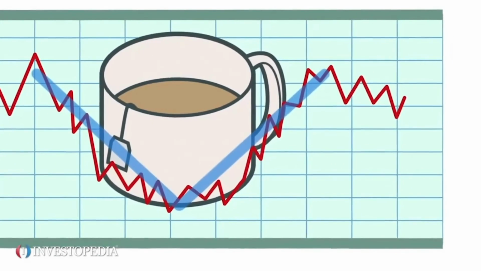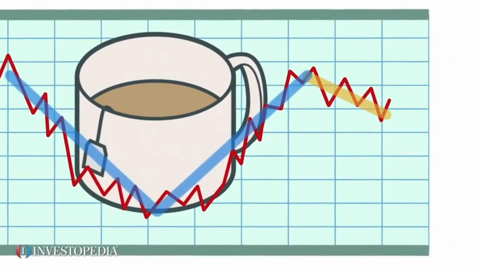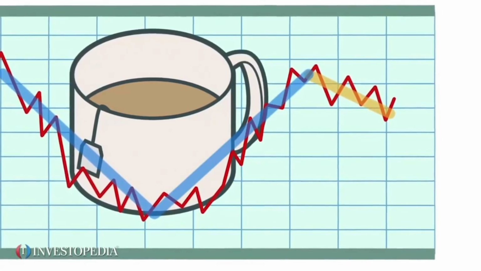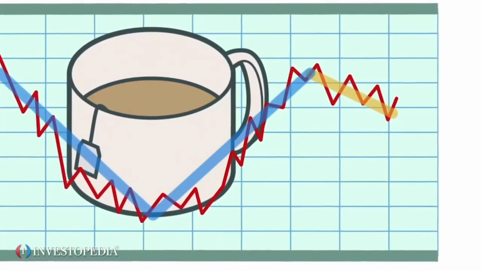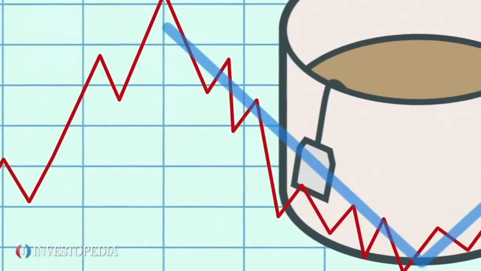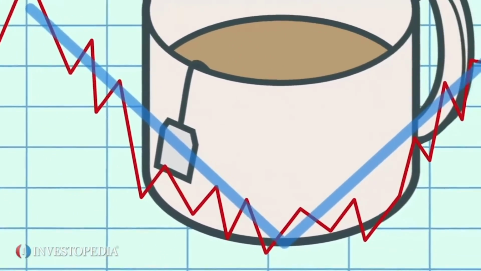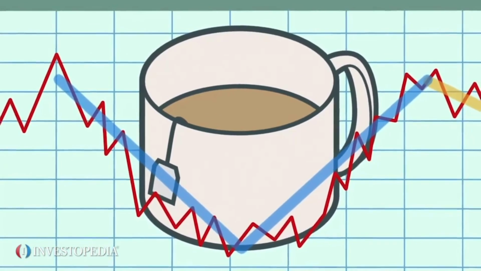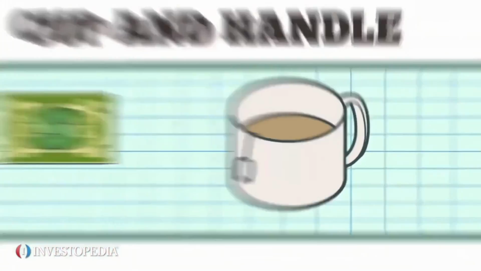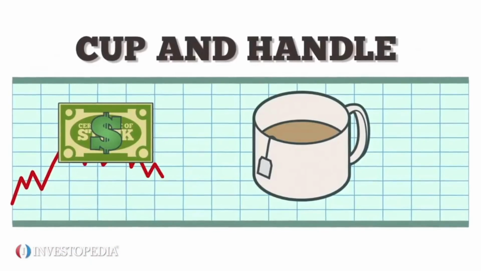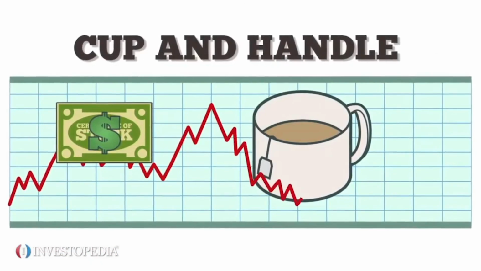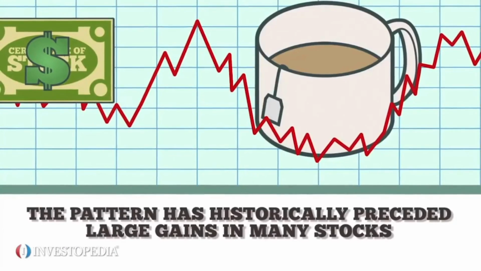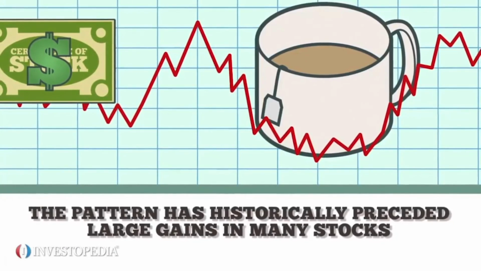Handles usually last less than a month. They can be in a straight line or descend up to a third of the gain of the cup's right side. A move up usually means the stock's upward trend will resume. Trading volume dries up on the decline, remains low in the base of the cup, and increases as the stock ascends. Strong volume is a clear sign that the upward trend will continue. A cup and handle pattern may take anywhere from 7 to 65 weeks to develop, but the form is always the same. The pattern has historically preceded large gains in many stocks.